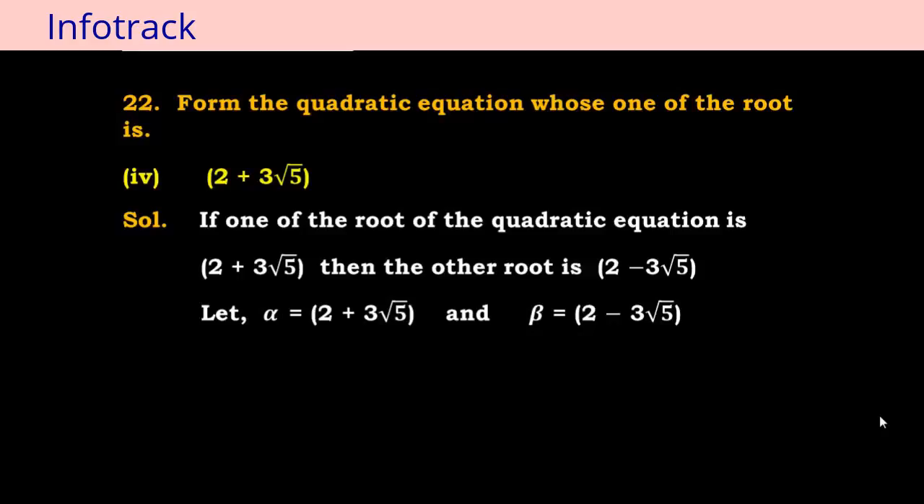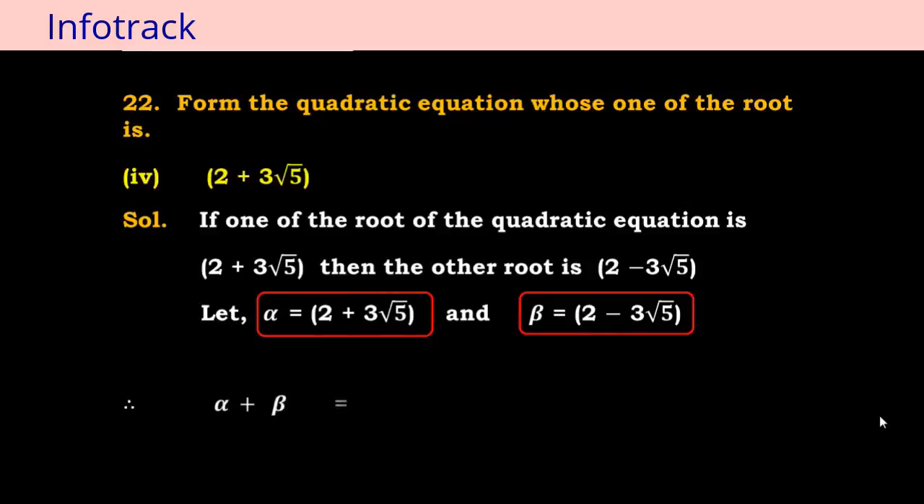Therefore, we have to find first the value of alpha plus beta. 2 plus 3 root 5 plus 2 minus 3 root 5. Plus 3 root 5 minus 3 root 5 get cancelled. 2 plus 2, 4. Alpha plus beta is equal to 4.